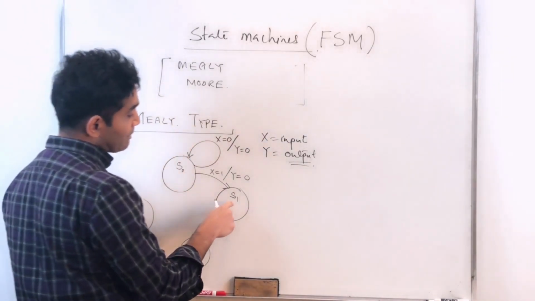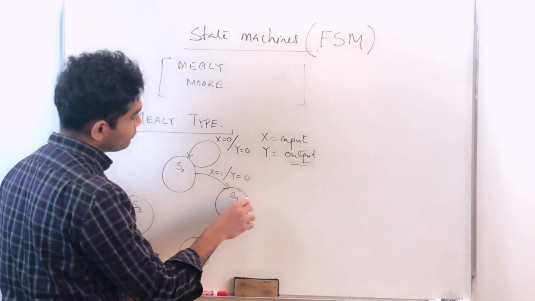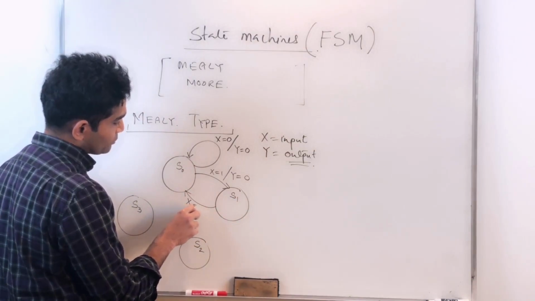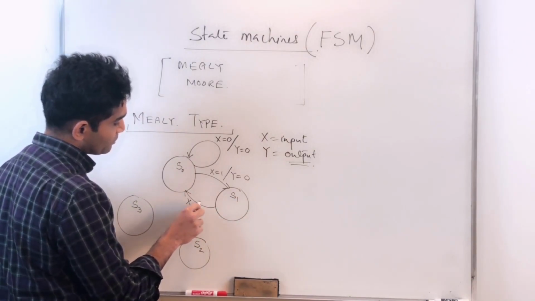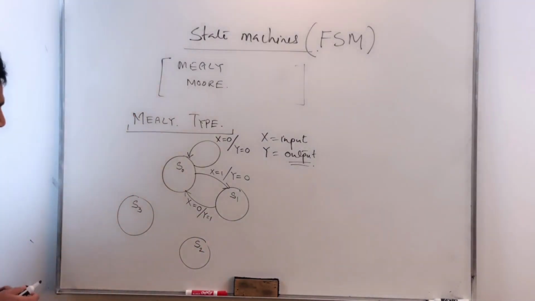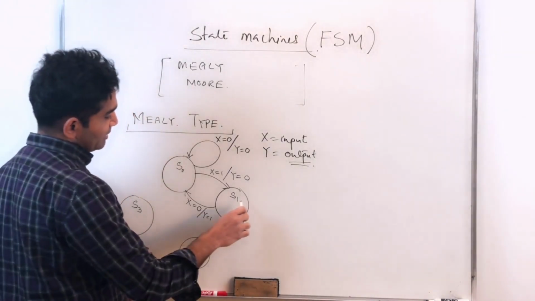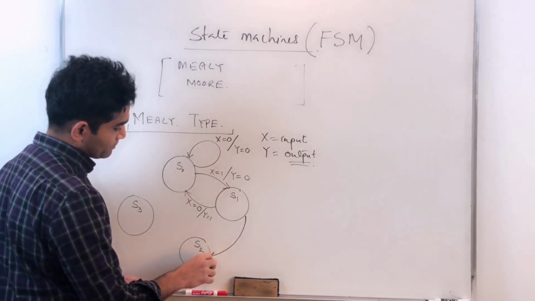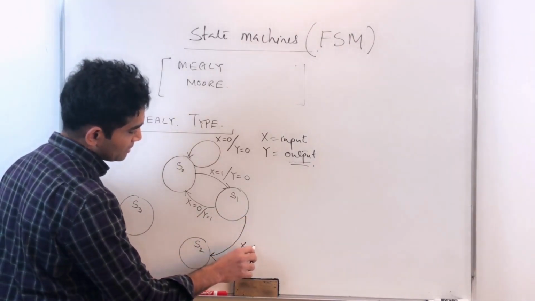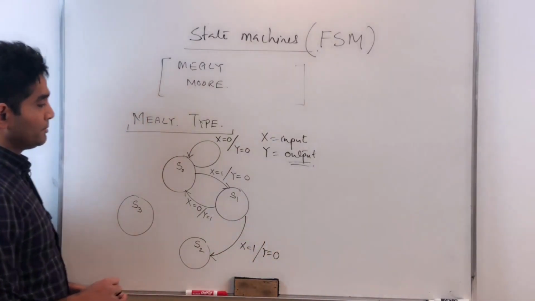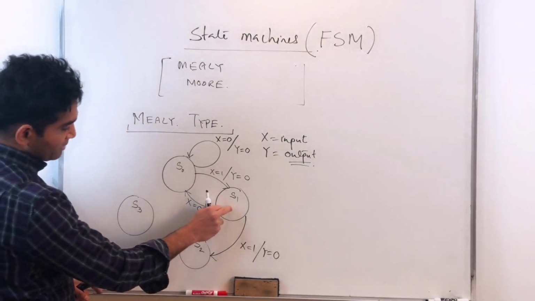So if I'm in S1 state, let's say x equal to 0 takes me back to S0 state, let's say producing an output y equal to 1. Again, this is some arbitrary state machine. Let's say x equal to 1 takes me to S2 state, providing me an output y equal to 0. Okay, and so now I'm done with S1 state.